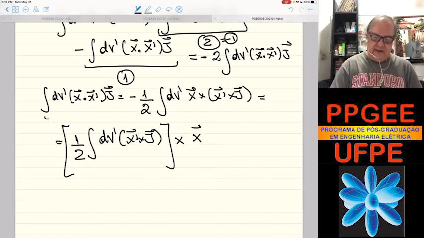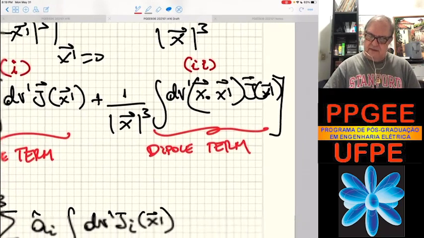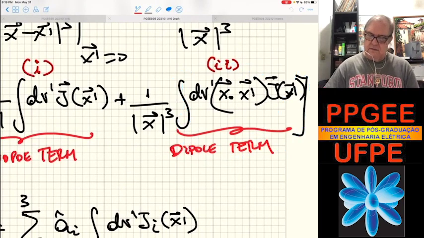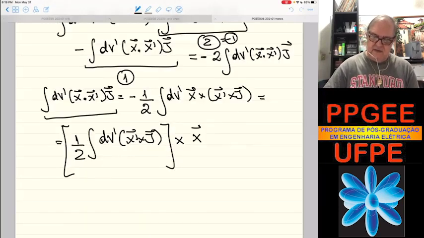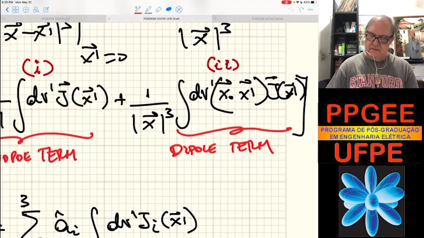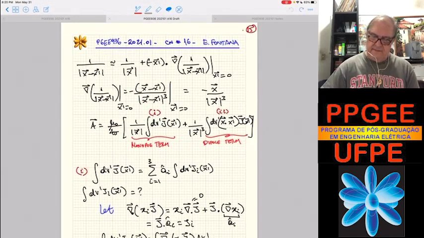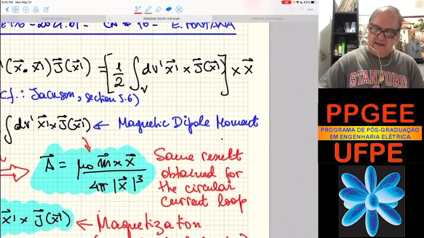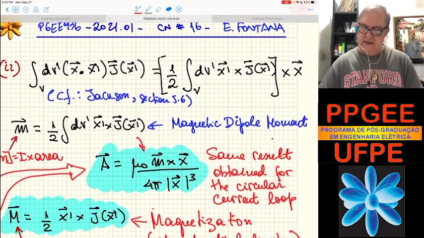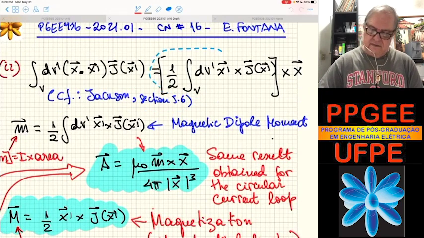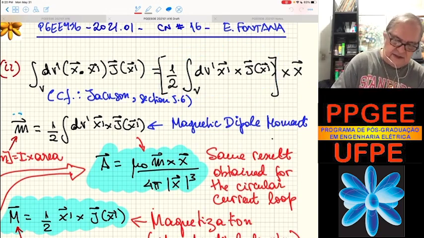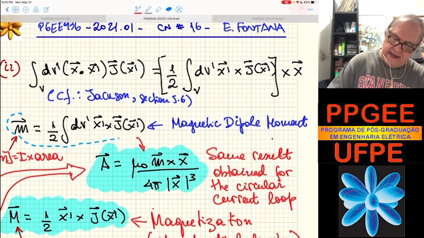So the term that appears in the dipole term can be written like this, exactly what we have here. Jackson demonstrates that too, if you look in Jackson, but that's how we did it. So this term here between brackets cross x is the general definition of the magnetic dipole moment.